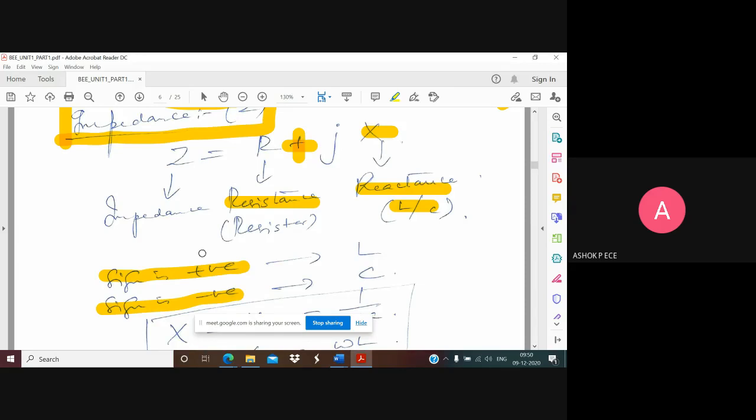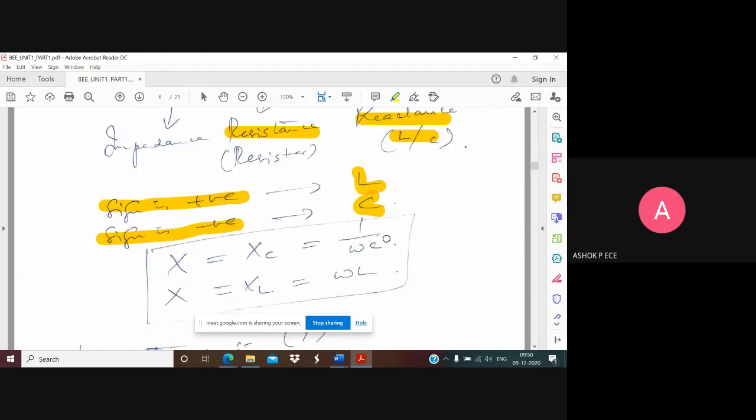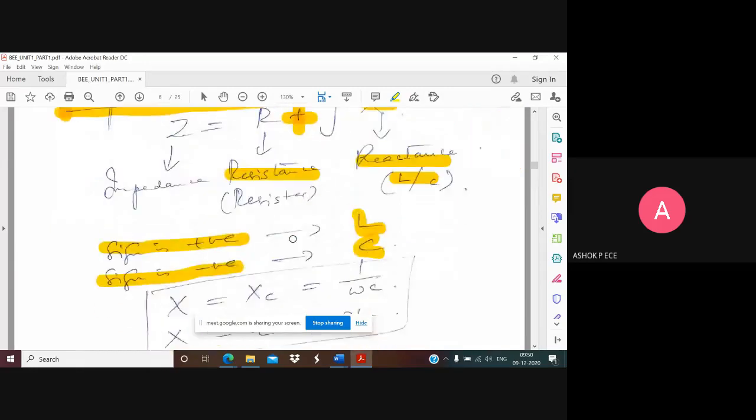Okay, so for that only we are using the sign convention. Plus means I'm going to use it for an inductor, and minus I'm going to use for a capacitor. And you know XC is 1 by omega C, and XL is omega L. So this plus and minus is coming from the phase angle: current leading the voltage and voltage leading the current.